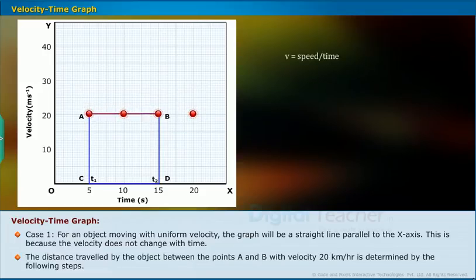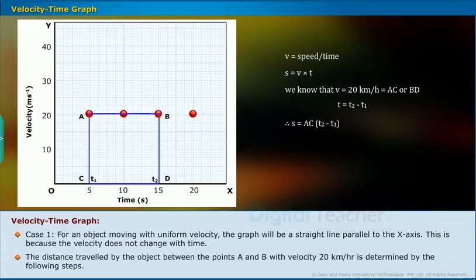We know that velocity is the ratio between distance and time. So, distance equals velocity into time. Here, v equals 20 km per hour, equal to AC or BD. T equals T2 minus T1. Therefore, S equals AC into T2 minus T1, which equals AC into CD. S equals the area of the rectangle ABCD.